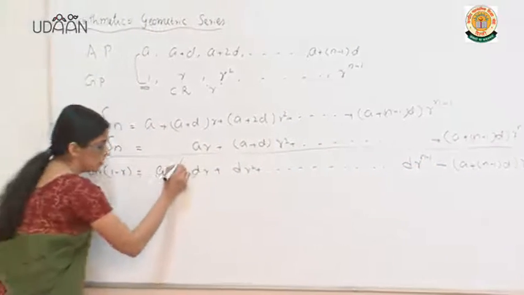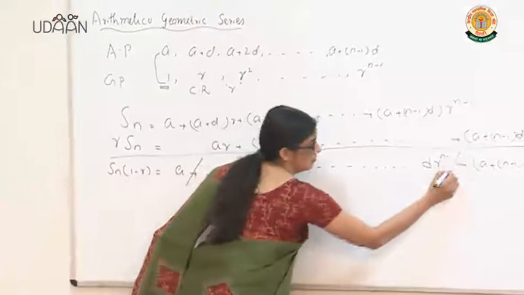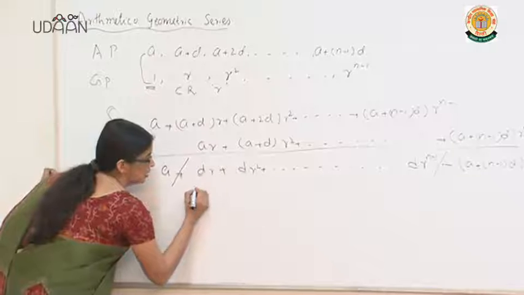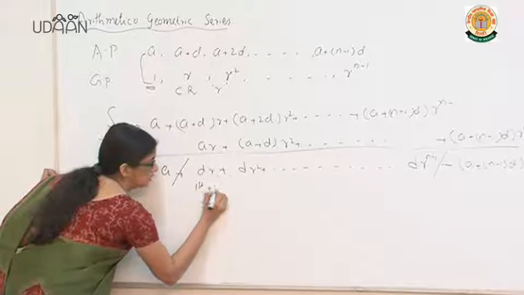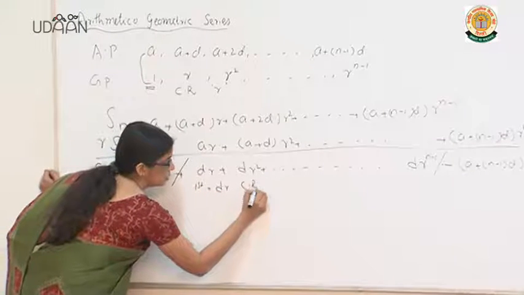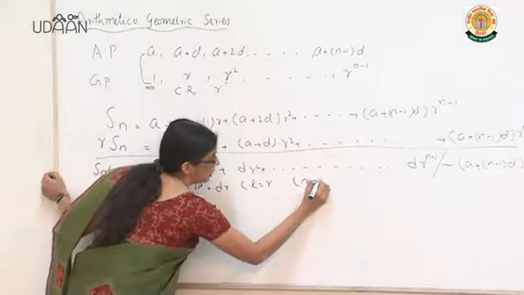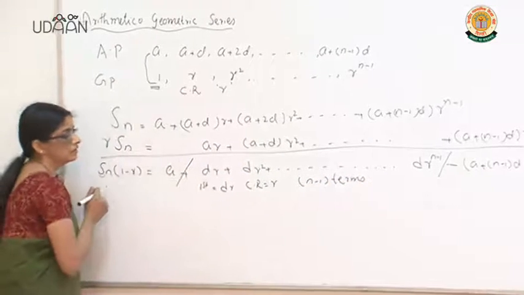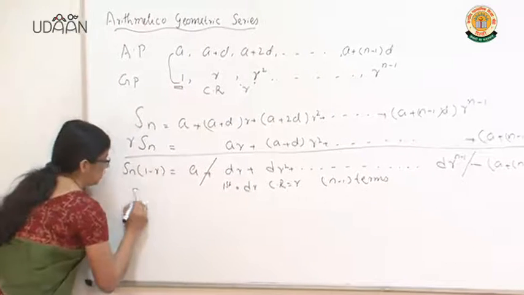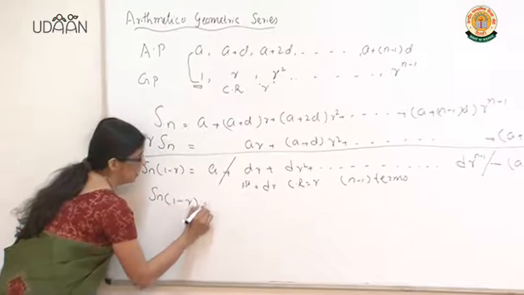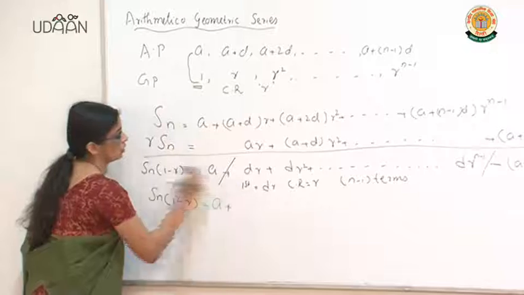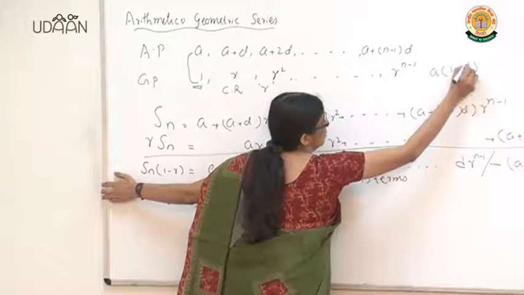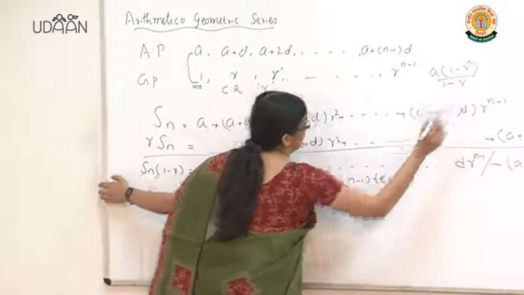Now, leave the first and last term of the series. You have a geometric progression whose first term is dr, common ratio is r, and you have n minus 1 terms. Apply the sum to n terms of a geometric progression. Sn into 1 minus r equal to a plus. What is the sum to n terms of a GP? a into 1 minus r power n divided by 1 minus r.